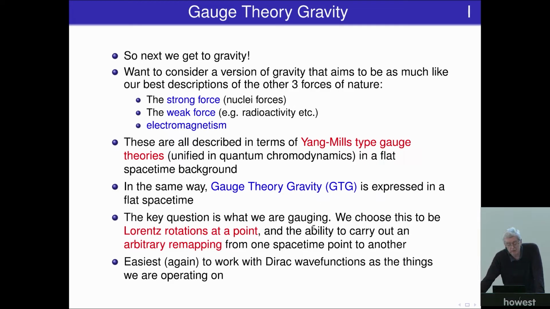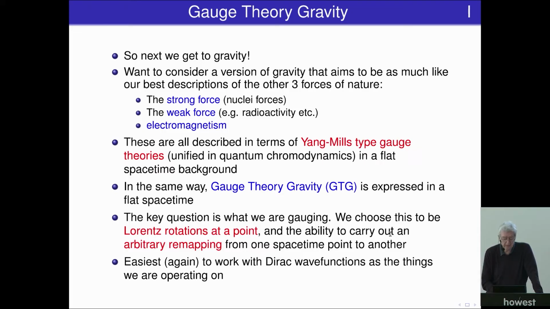The key question is then what we're gauging. And we choose this to be Lorentz rotations at a point, and the ability to carry out an arbitrary remapping from one space-time point to another. So this is rotations, in the Lorentz sense, and translations. They're the key things that we're going to be gauging.